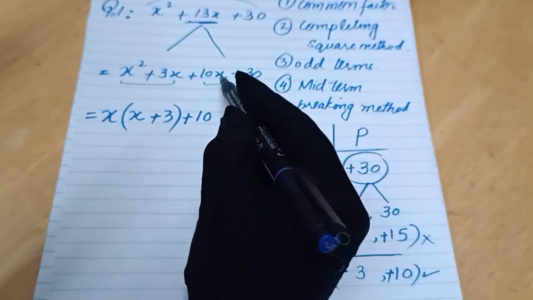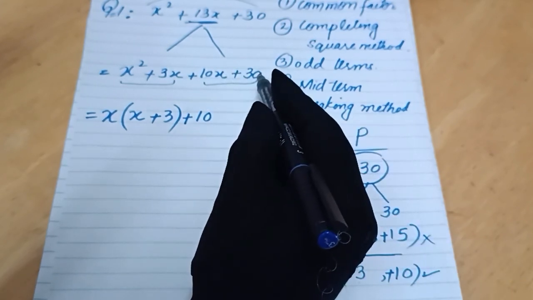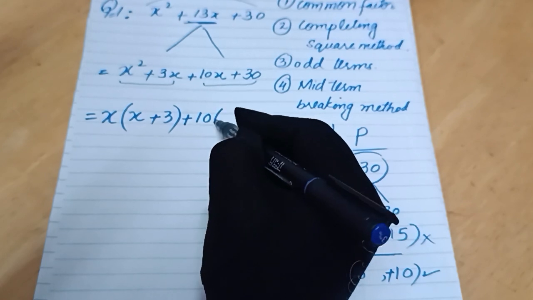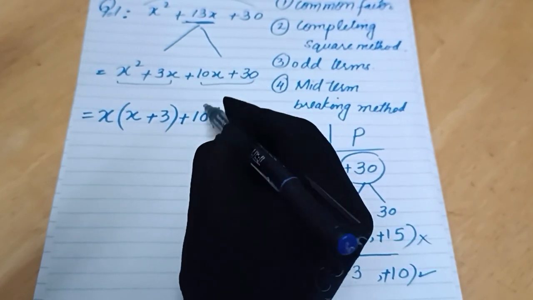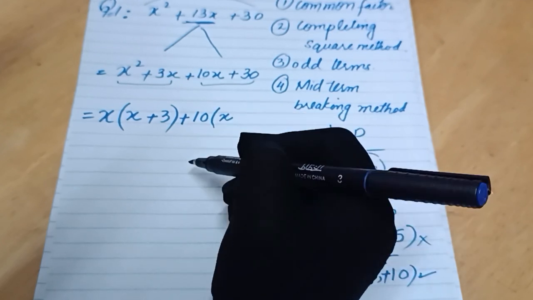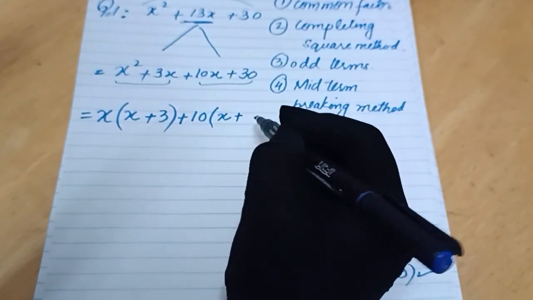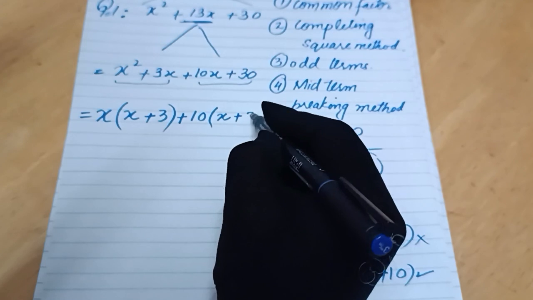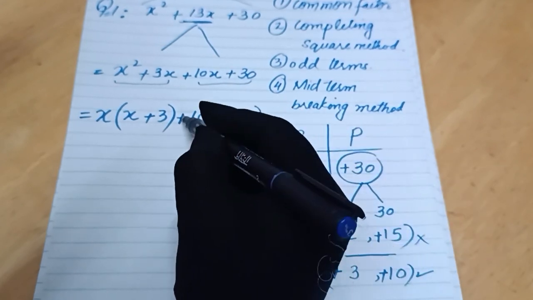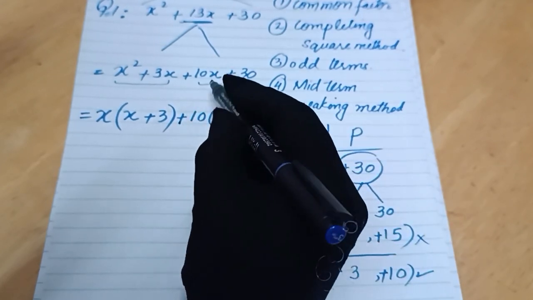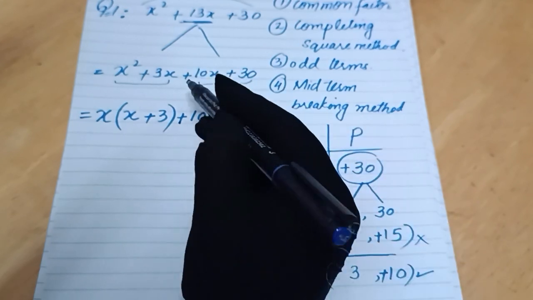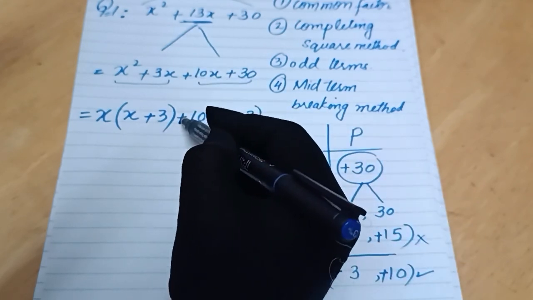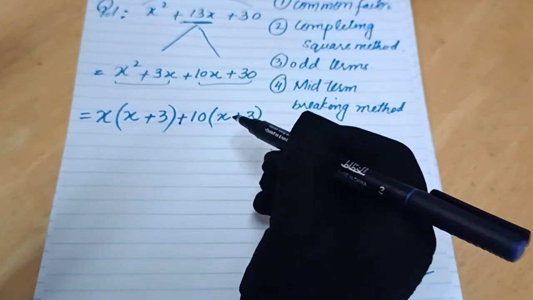Then the same sign will be written here, and for 10x and 30, 10 can be the highest common factor. X is here, not there, so that's why x cannot be common. Now 10 is common. This term divided by 10, x is the answer. Same sign, 30 divided by 10, 3 is the answer. When outside this is a plus sign, these signs will not be changed. You can keep this point in mind also: when this is a minus sign outside the bracket, both signs will be changed.